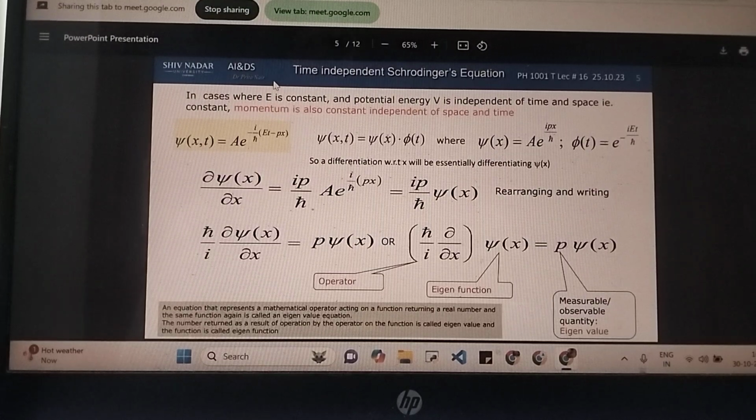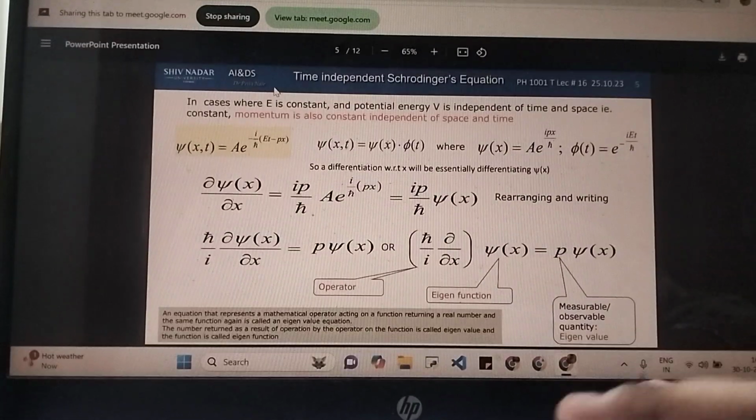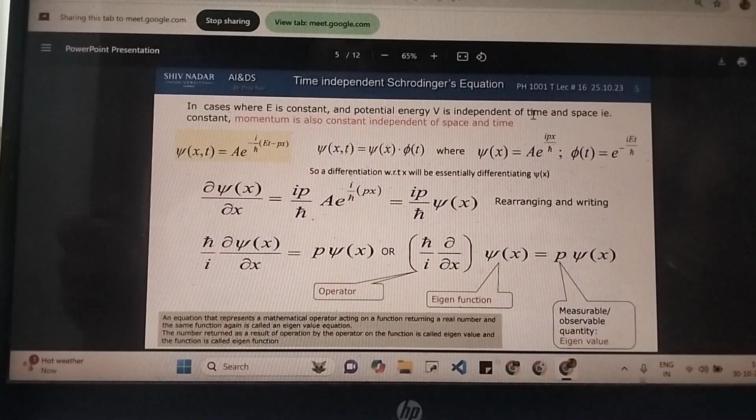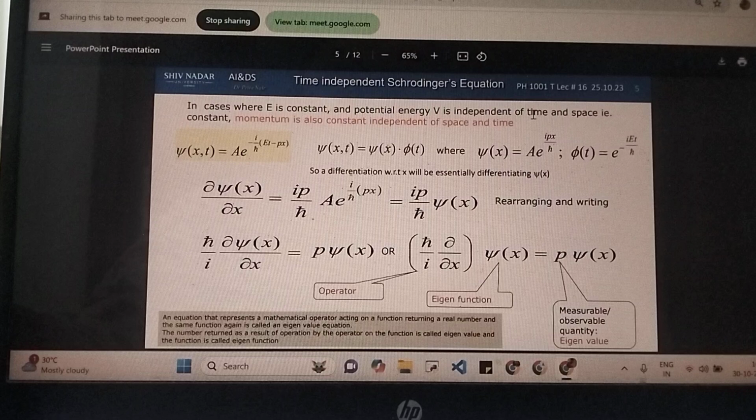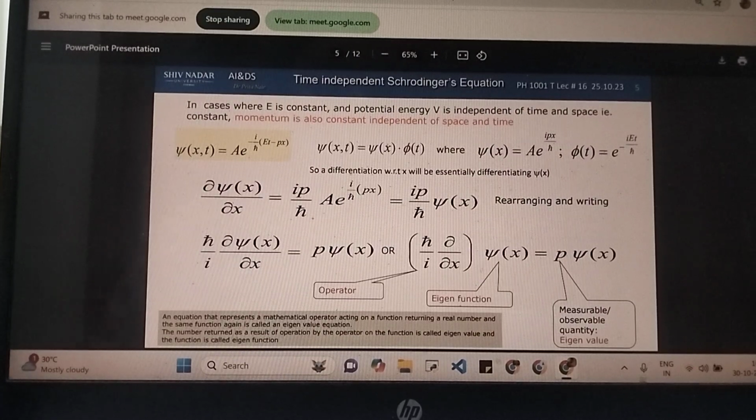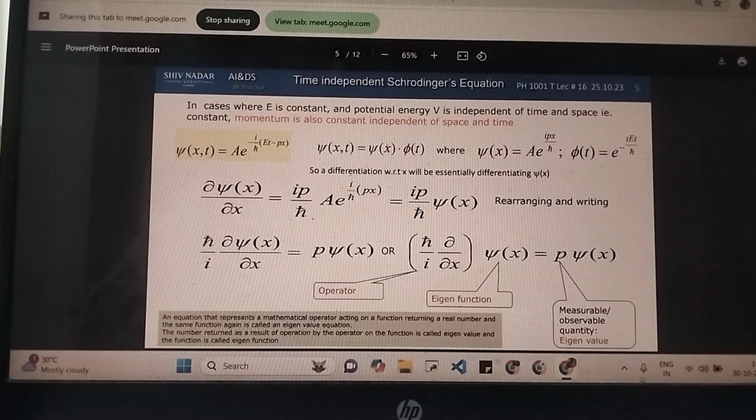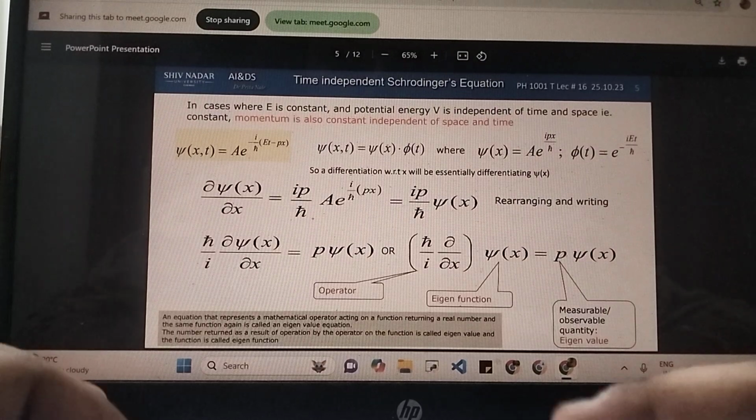So if my total energy is constant and potential energy is constant, then my kinetic energy is obviously constant because of the law of conservation of energy. And if my kinetic energy is constant, then my momentum is also going to be constant, independent of space and time. And in such a situation, I will apply the time independent Schrodinger's equation to derive whatever quantity I want to derive. So that tells us when we use the time independent equation. Now we'll actually go ahead and derive that equation.